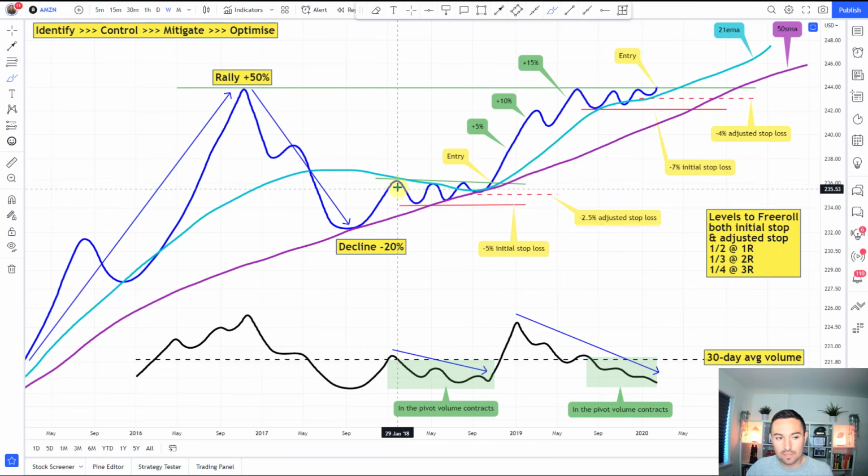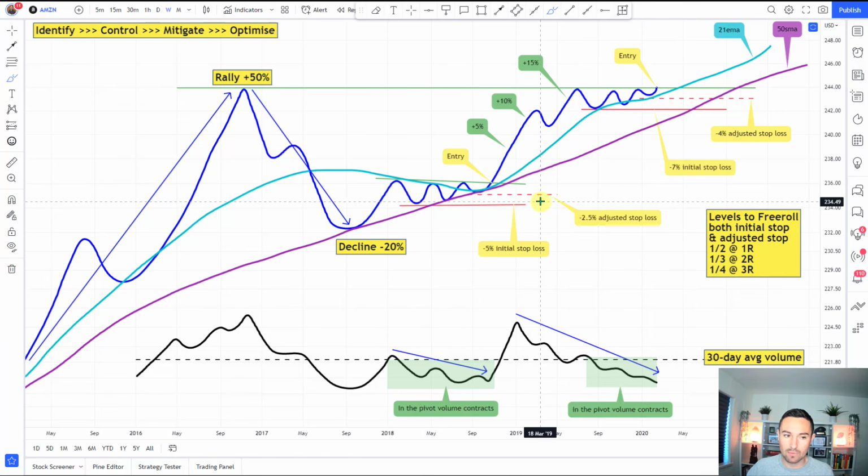So below the low of this first contraction, this horizontal red line in here, we're going to say that this is an initial stop loss of 5%. But then we also see there's this third and final contraction in here, where we have the 50 SMA and we also have the 21 EMA. Now that's going to be a 2.5% stop loss if we were to move it there, and I'll talk about that in a minute.